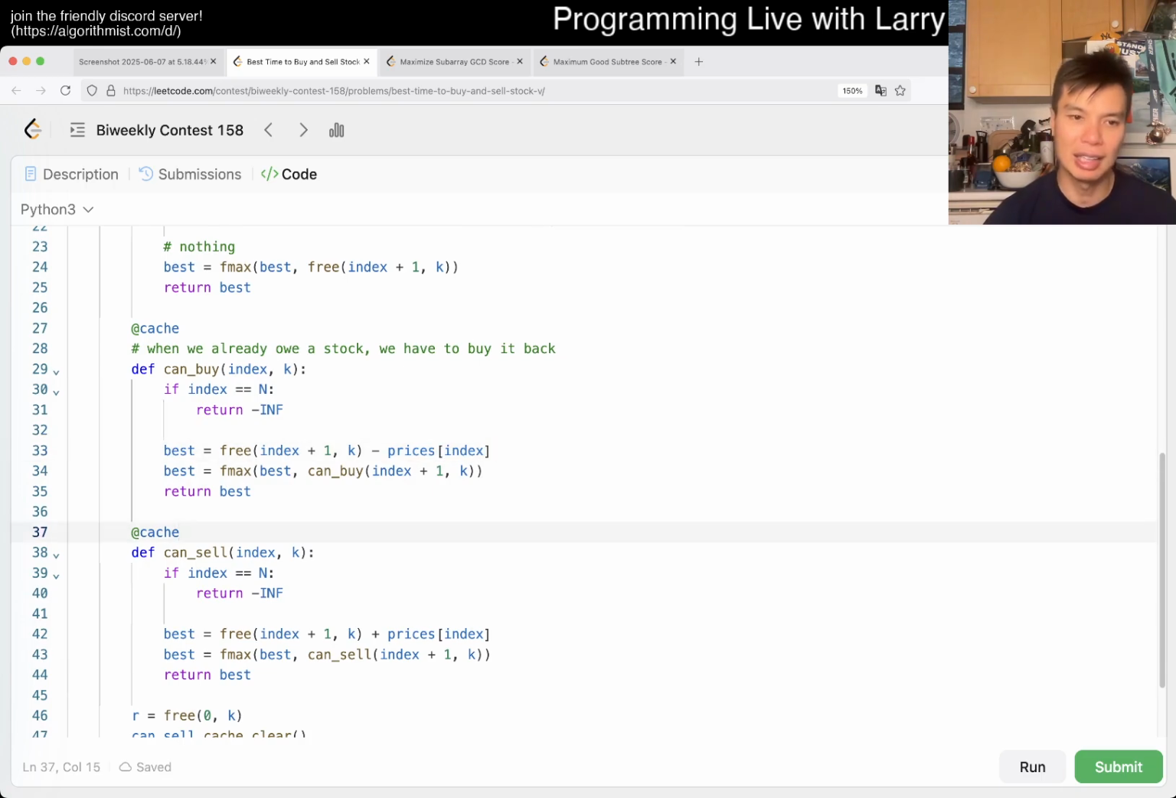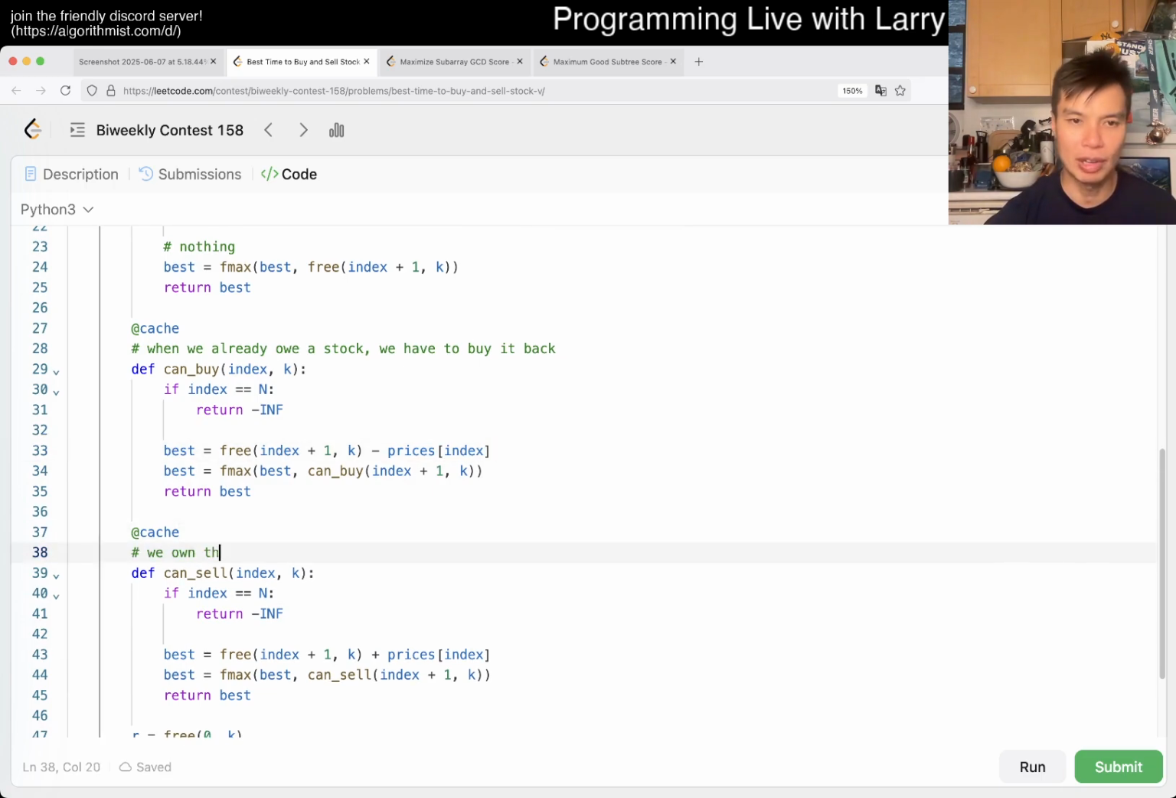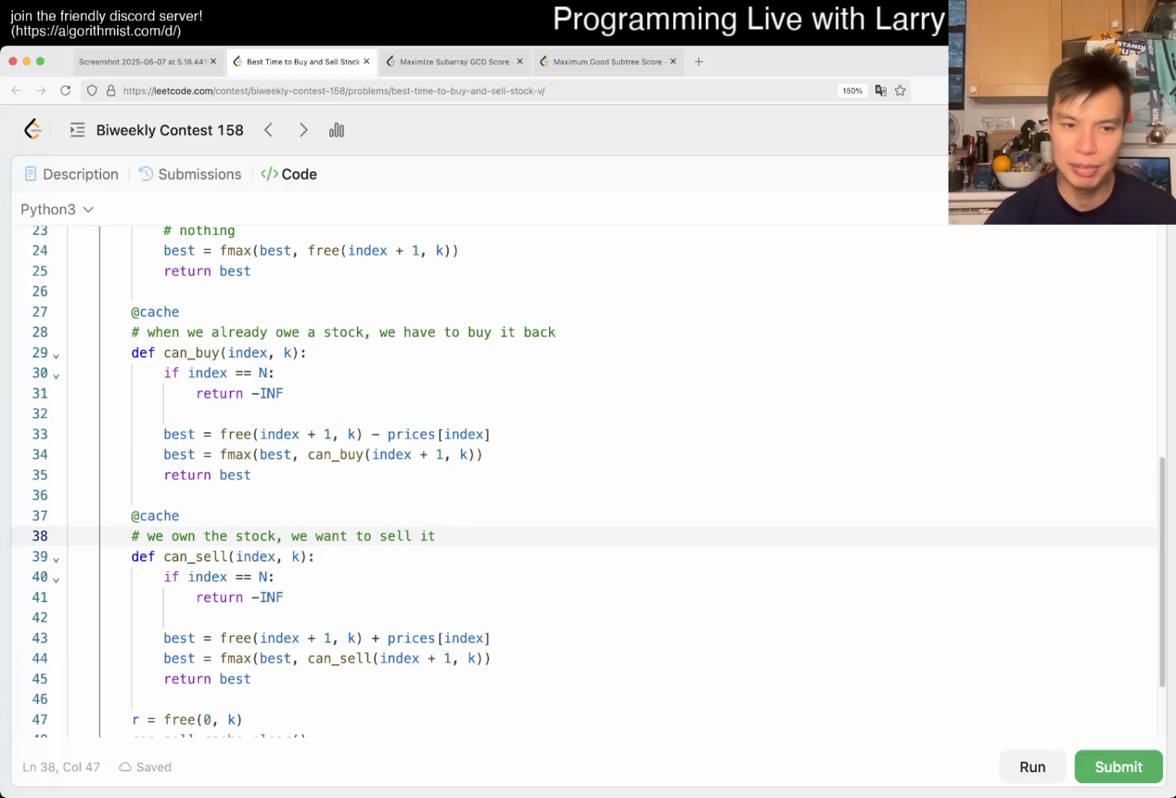And now this is we own the stock. We want to sell it. And again, this is take-no-take, same thing, right? And once you kind of go back, you go back to free will. That's basically why they have this like this. And yeah, if you sell it, then you make money. So that's why you have this. Otherwise, you don't sell it. You keep going, and that's it.